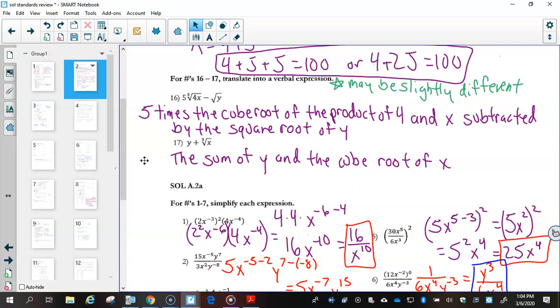Was that for 16? Is that saying by the square root of y? Yes. That's easy.